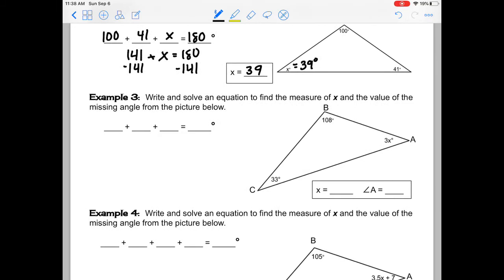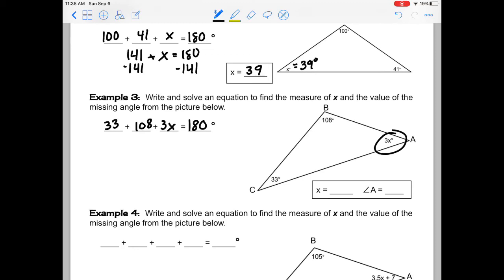Example 2: write and solve an equation to find the measure of x and the value of the missing angle from the picture below. So we're looking for that missing angle and x. They give us 33 plus 108, but they only give us 3x. They don't tell us what it is. We know it's 3 times the value of x, which equals 180 degrees.